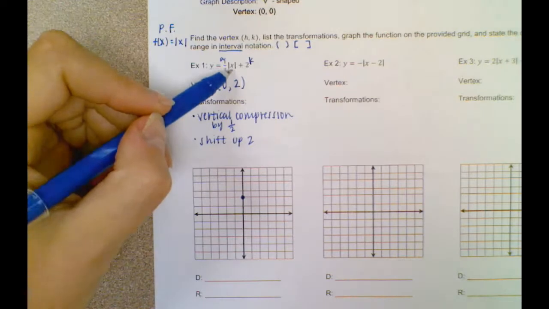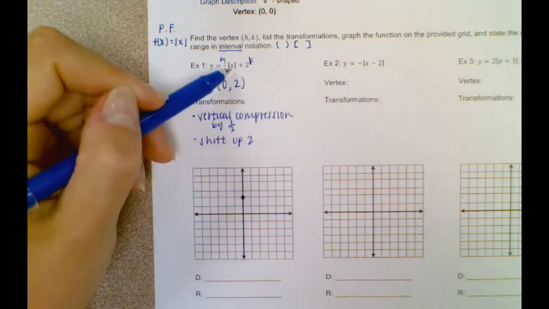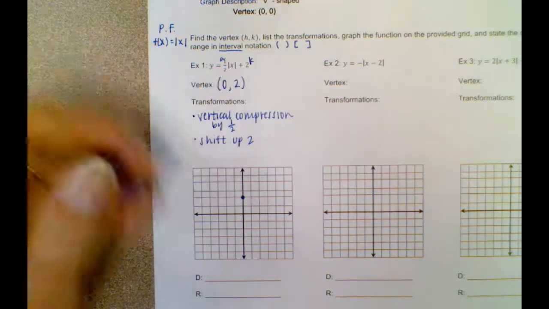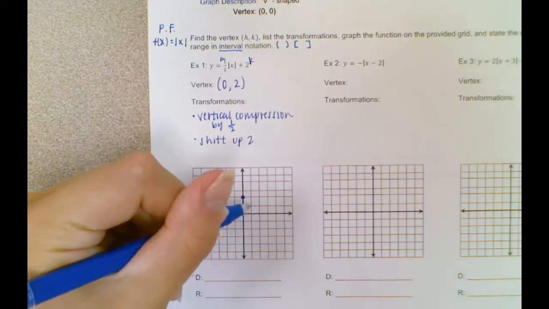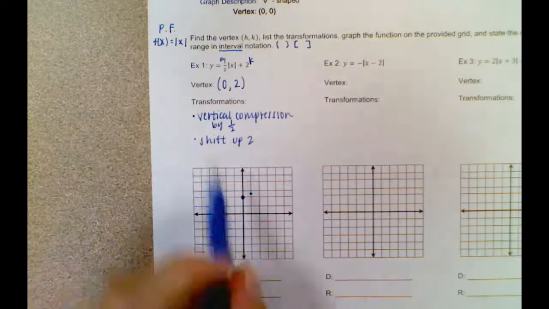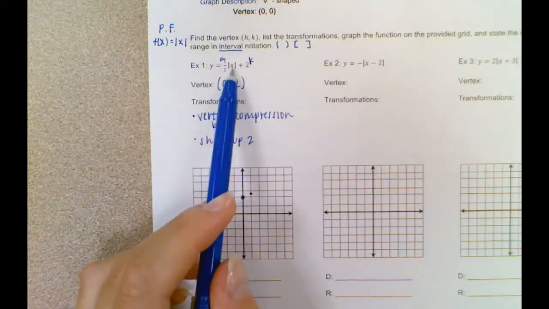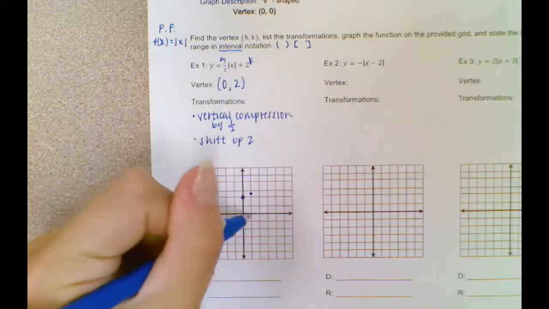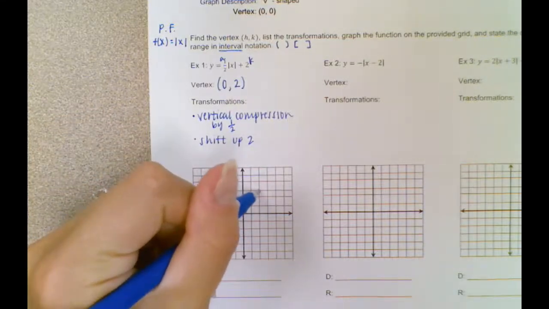So if I plug in a 1 right here, I'm going to get 1 times 1/2, which is just 1/2, plus 2 would be 2.5. So 1, 2.5 would be right here. Sorry, this grid is a little off. All right, if I plug in a 2 right here, 2 times 1/2 is 1. 1 plus 2 is 3. So 2, 3.